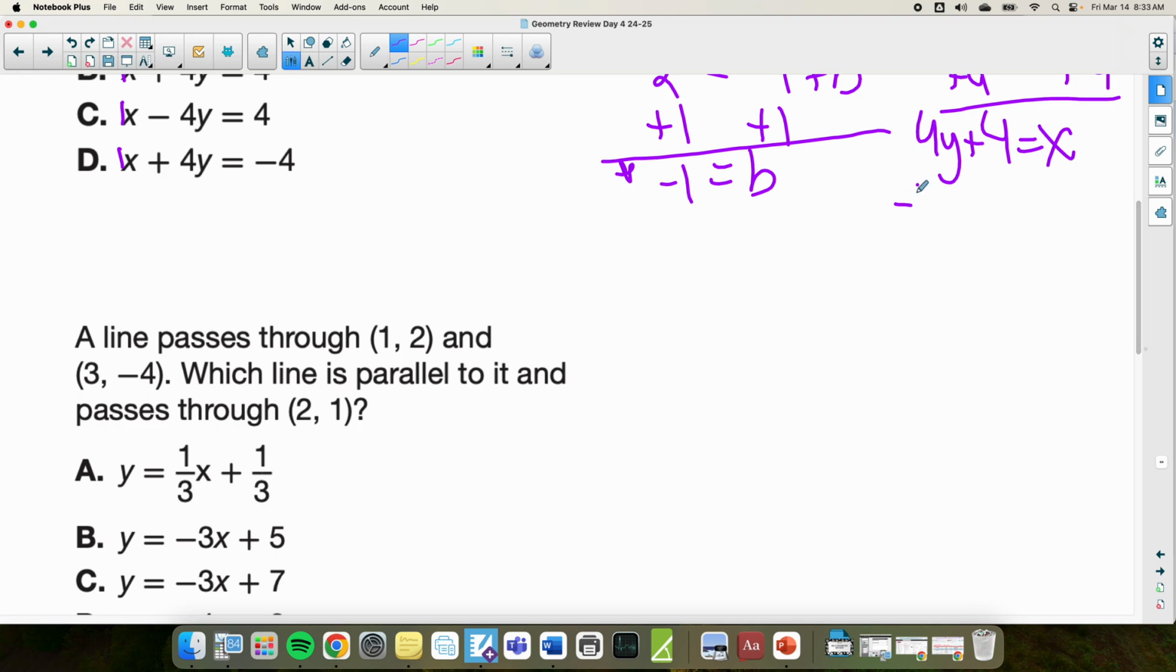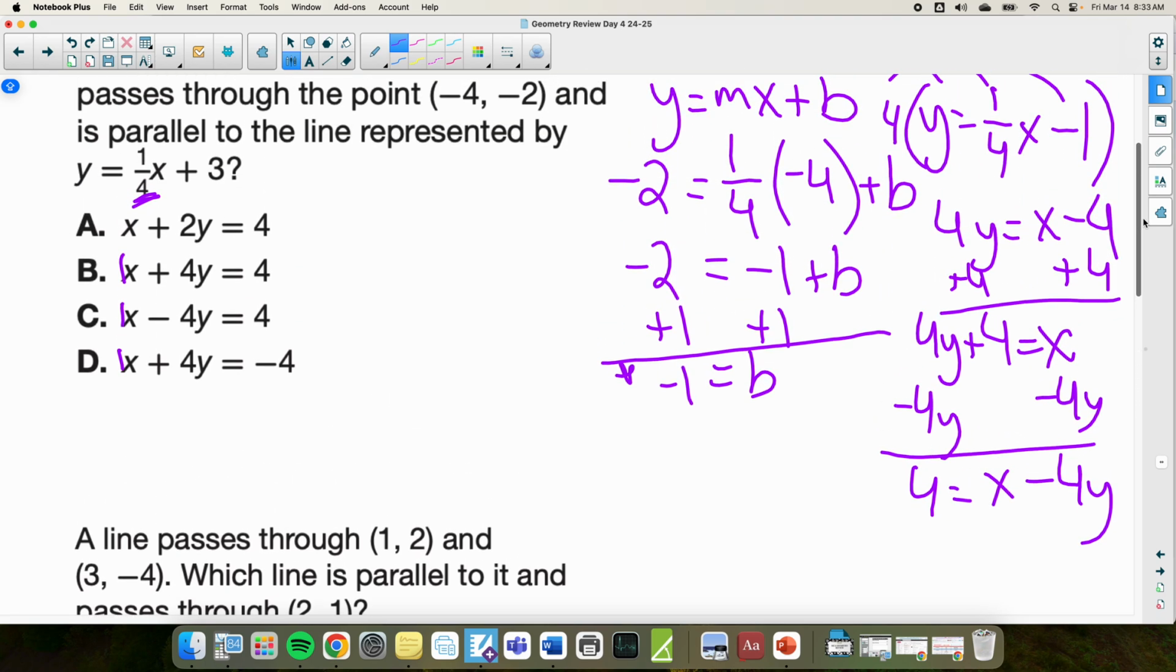And then we want the y on the same side as x. Then we get 4 equals x minus 4y. Does that look like any of these over here? It might help if I switch these around. X minus 4y equals 4. And x minus 4y equals 4.